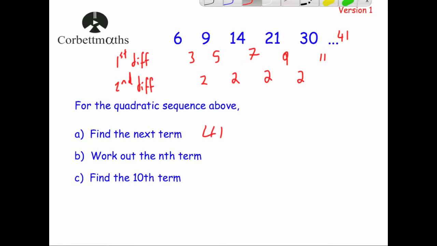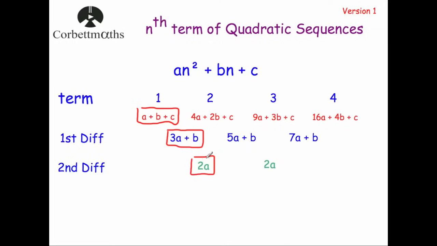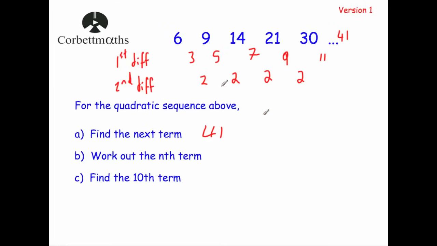So that means we've got this in the format that we had here. The first second difference, or any of the second differences, will be equal to 2a. So here we've got 2, so 2a is equal to 2, so it means that a is equal to 1. Now remember, the nth term is in the format an squared plus bn plus c. So we're looking for the values for a, b, and c, and we've got a.